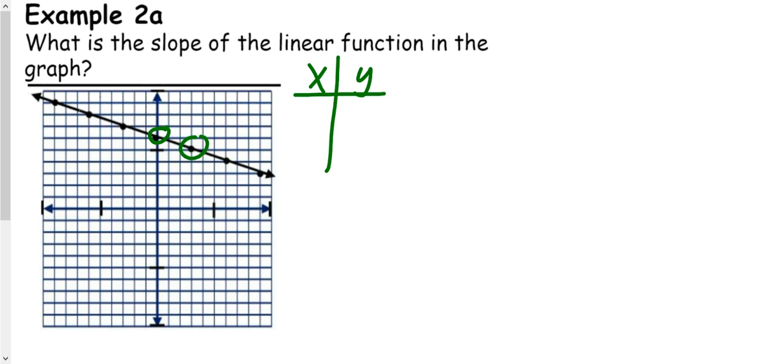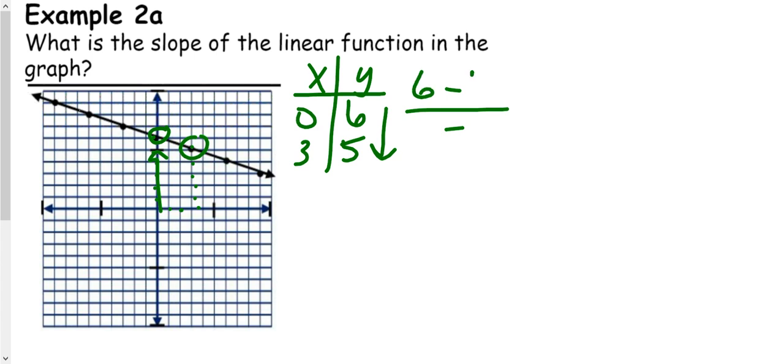So then I need the coordinates. For this point, it would be a 0, and then we're counting up 1, 2, 3, 4, 5, 6, so 0, 6. For the second point, we're over 1, 2, 3, so 3, and up 1, 2, 3, 4, 5. Same idea. We're going to subtract down. This is all about rate of change, remember. So 6 minus 5 over 0 minus 3. I end up with 1 over negative 3, which you can leave like that, or we can just say it's a negative 1/3.